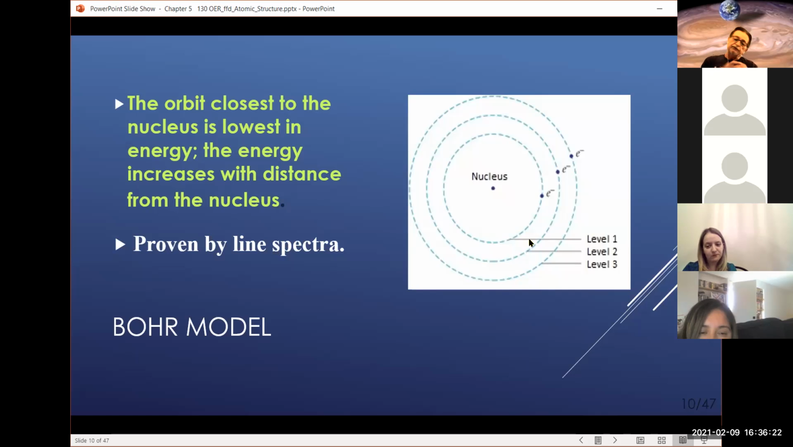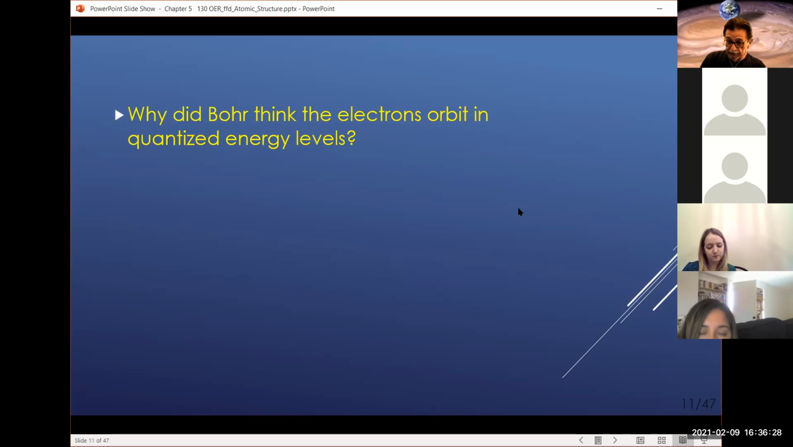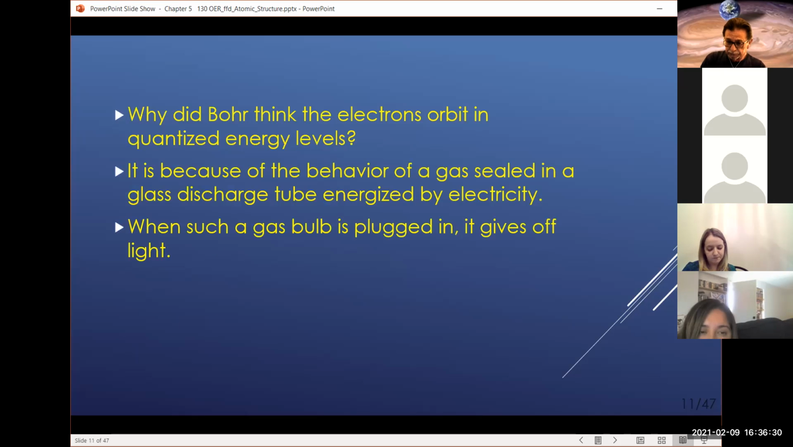Now, how do we know this? What data do we have? Well, we have what's called a line spectrum. Let me explain what happens there. You've seen fluorescent bulbs. They light up, right? You get a fluorescent bulb in the office or maybe at home, plug it in and it lights up.